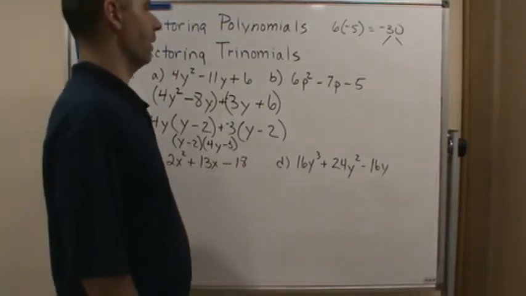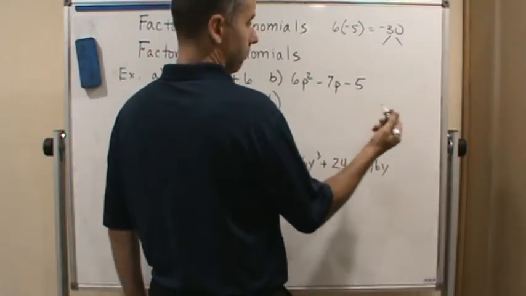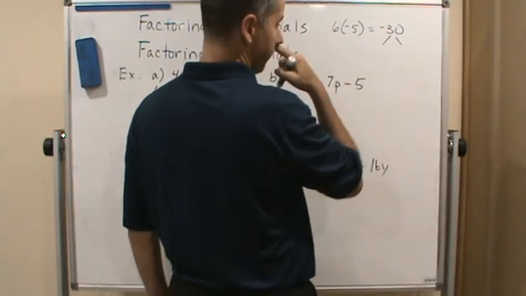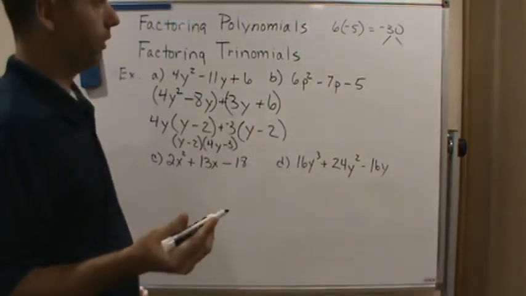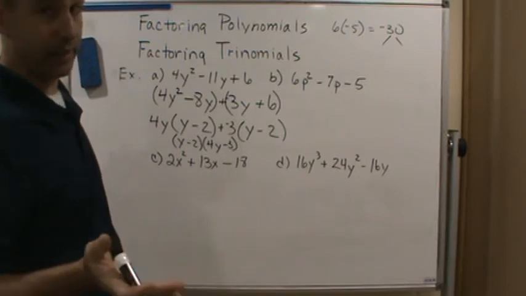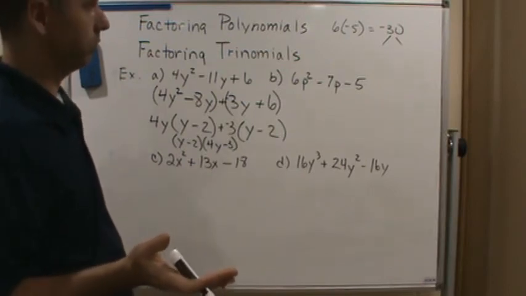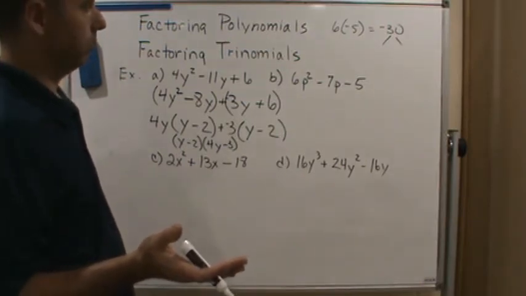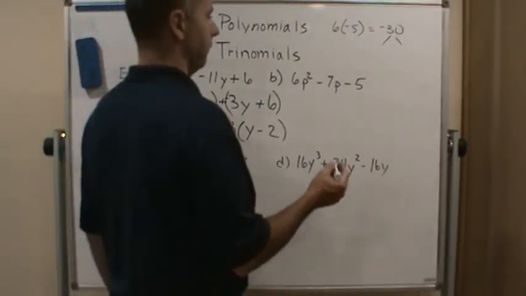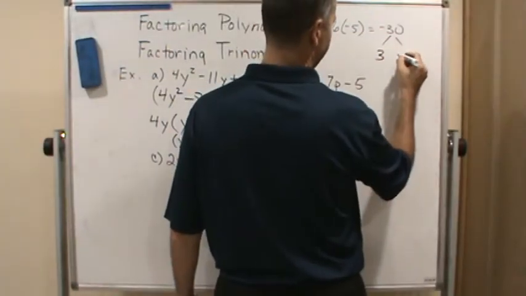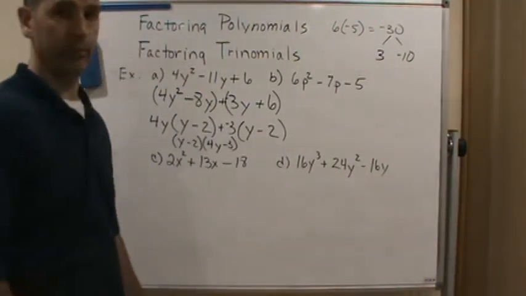So let's look at factors. So we got what? 2 and 15, that doesn't work. 3 and 10 works, right? 3 and negative 10. That'll work.